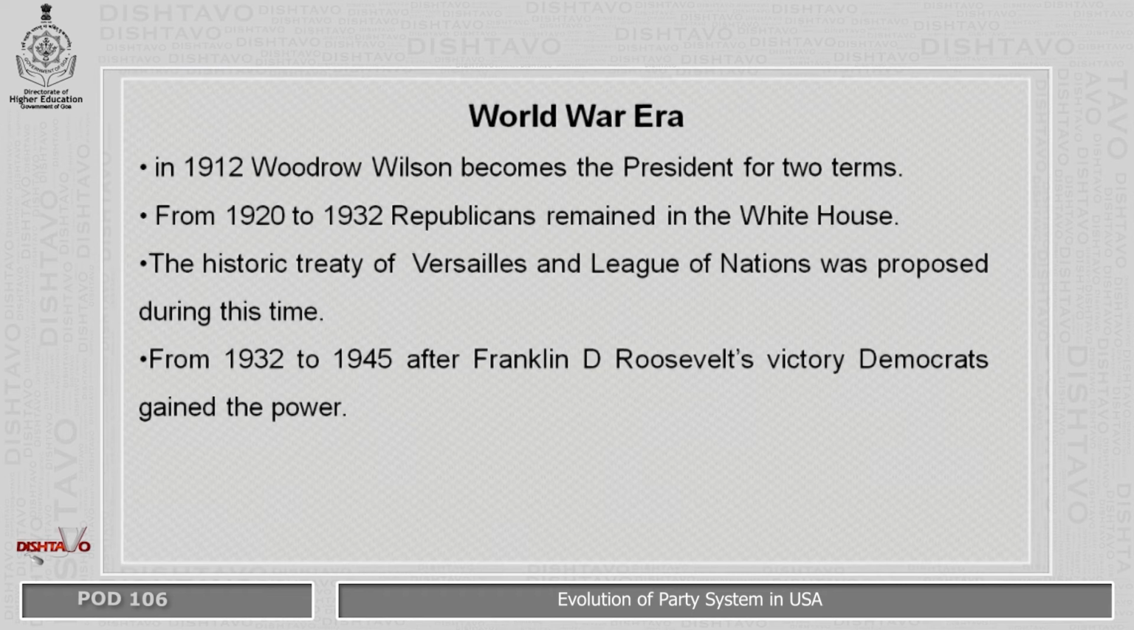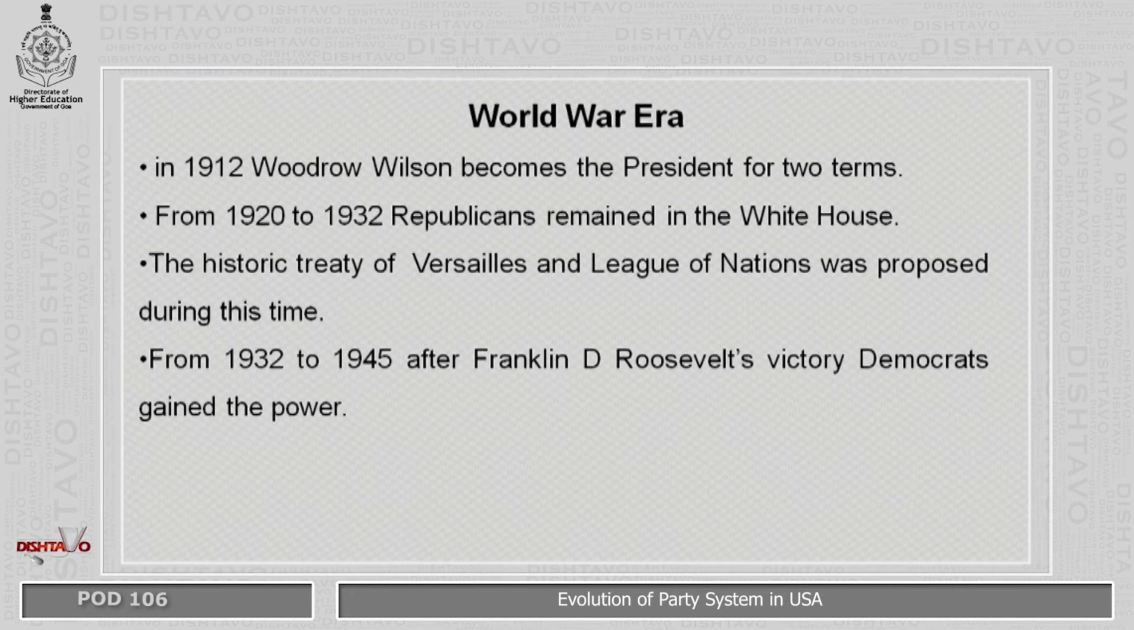So now the World War era is very crucial because Woodrow Wilson had promised Americans that he is not going to participate in the World War. But ultimately the circumstances happened such that in 1916 he had to participate. But America at the world level just came out to be the supreme leader. So from 1920 to 1932, it was Republicans who remained in the White House.